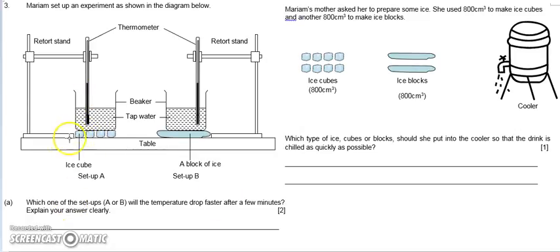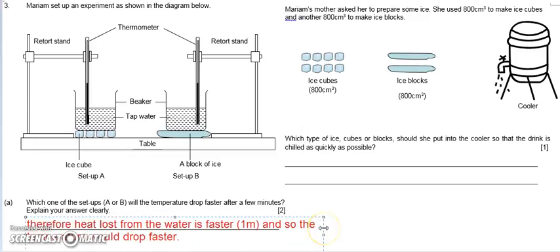Setup A has ice cubes which are evenly spaced out, whereas setup B has a block of ice and the entire beaker sits on it. Well, the answer is quite obvious, but let's just check. Okay, let me see whether I can do this. Okay, so the answer is B. Why is this so?